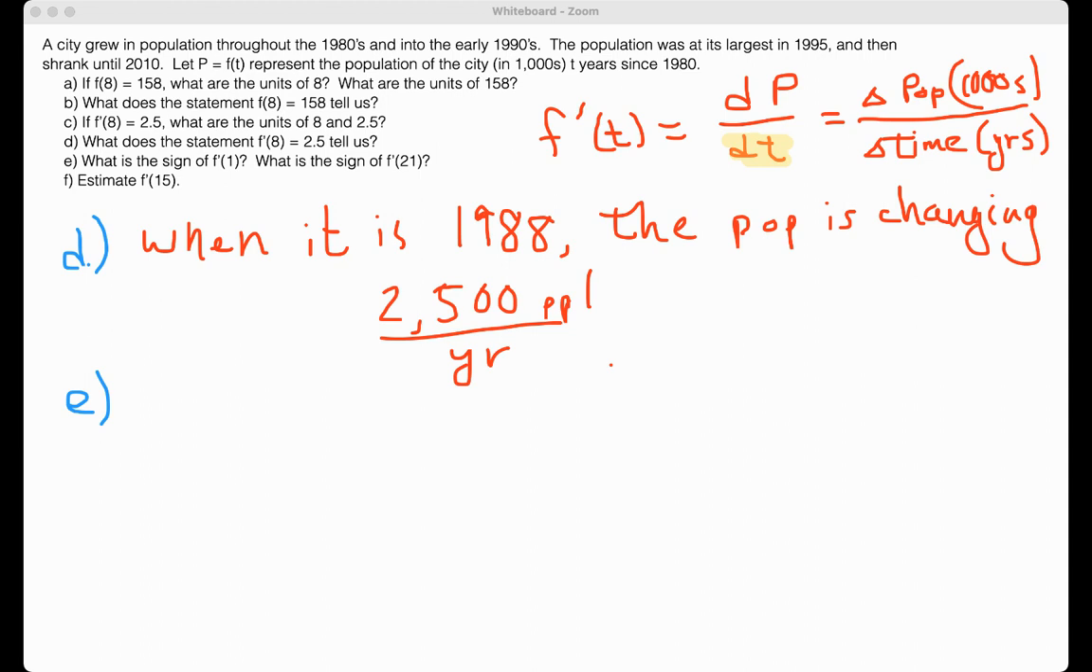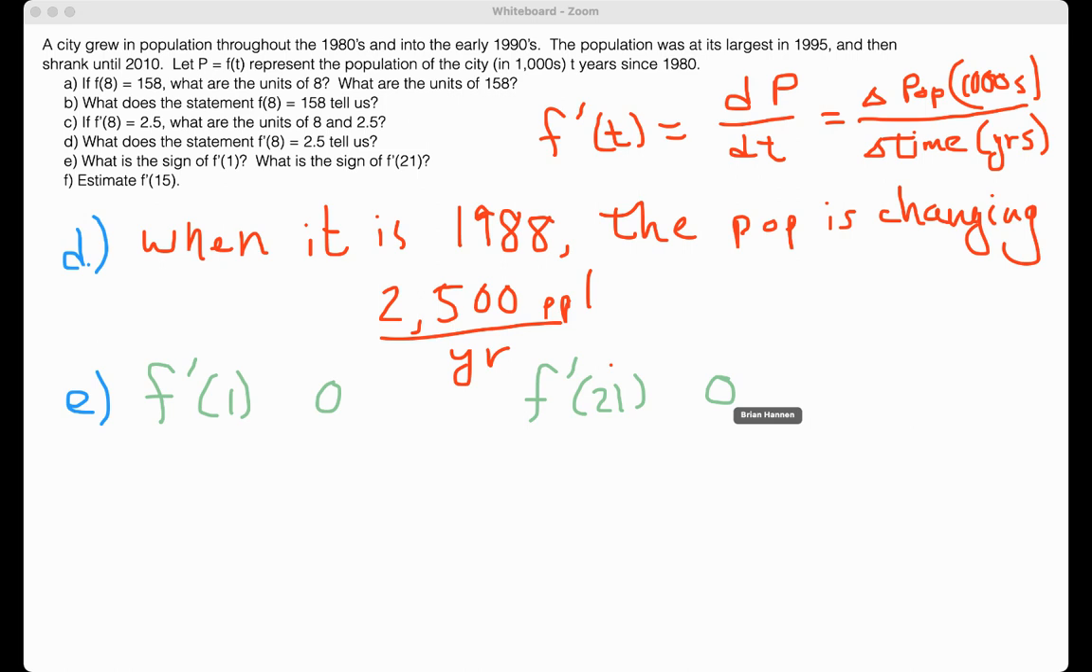I like the next problem. It involves a little common sense. We'll see if you can figure it out. What is the sign of f prime of 1, is it positive or negative? What do you guys think? And then, of course, that leads you to the next part. What is the sign of the derivative of 21? Is it greater than 0? Is it less than 0?